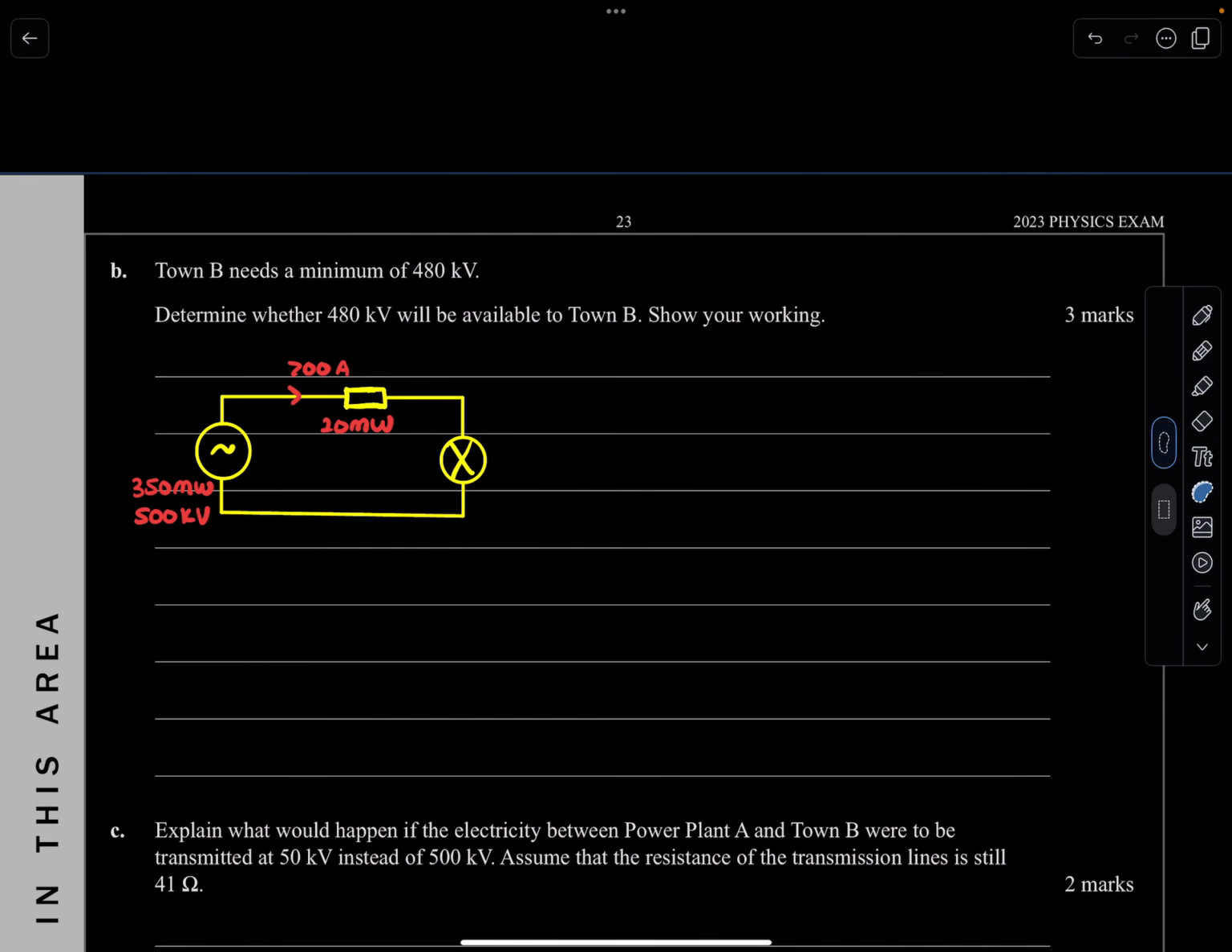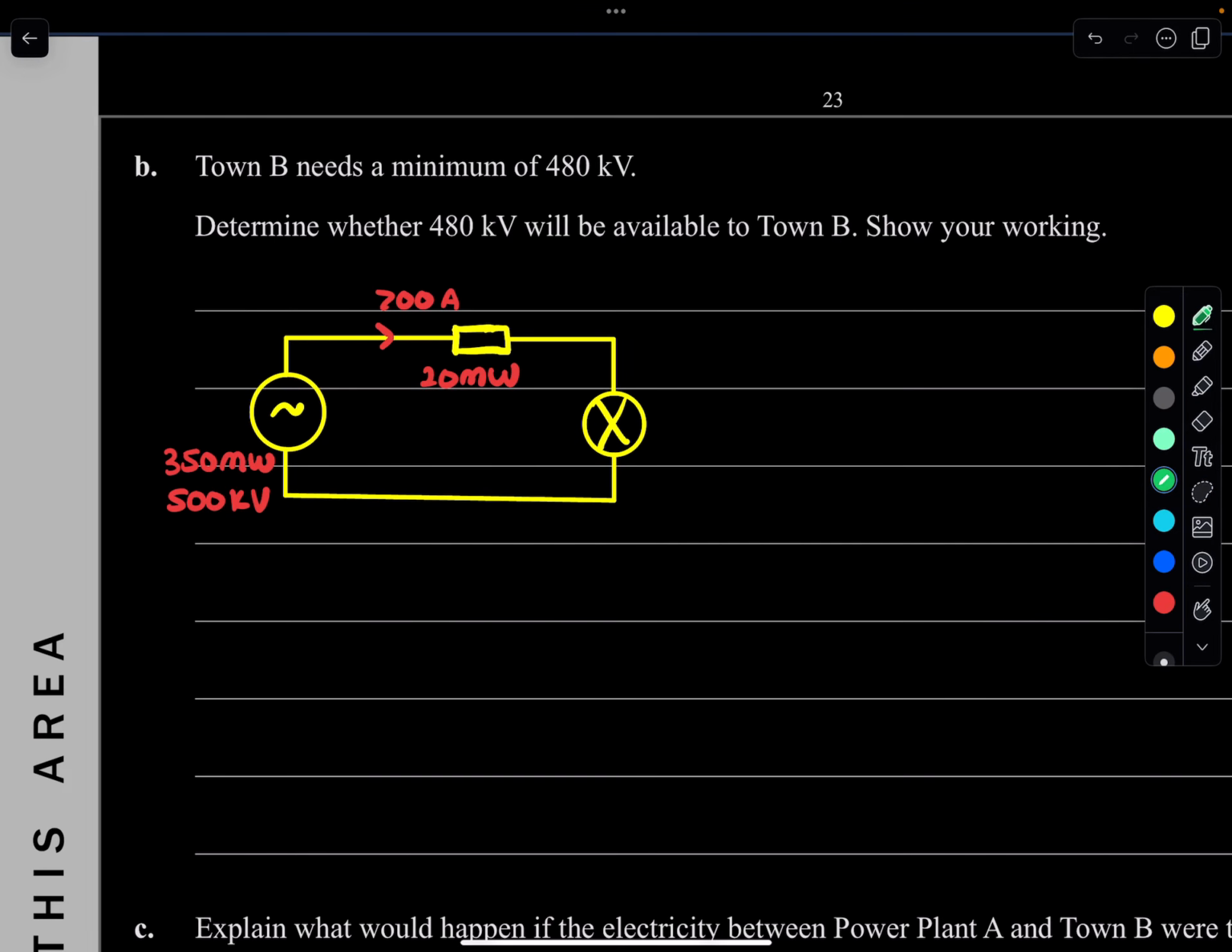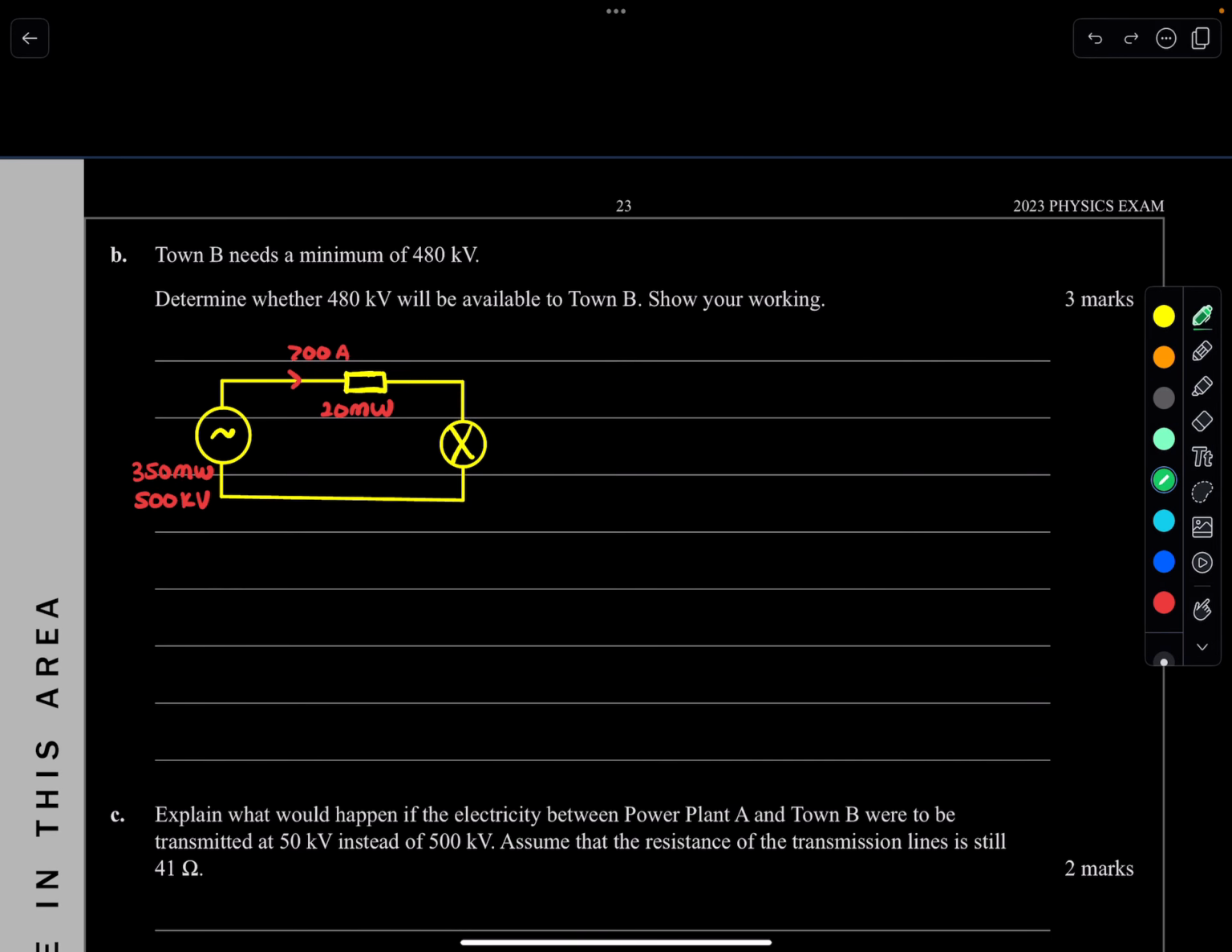So how much voltage is actually going to be given here? If this is providing 500 kilovolts, of course we're going to have a voltage used here. So let's find out how much that is. Basically, we know that power is equal to voltage times current. So your voltage is just power over current, which is what? What's our power? We know our power is 220 times 10 to the power of 6, so mega, divided by our current, which is 700.